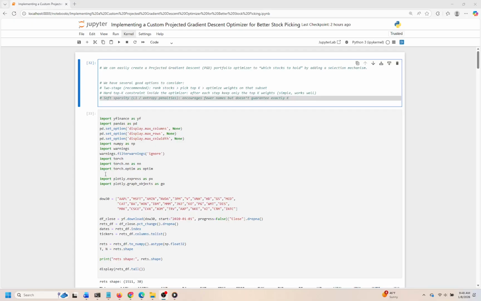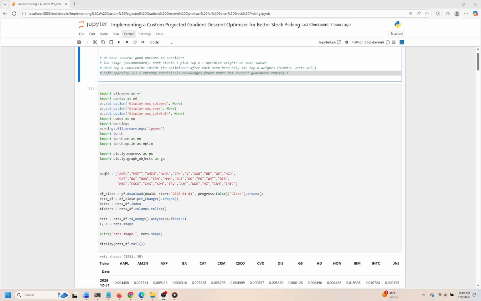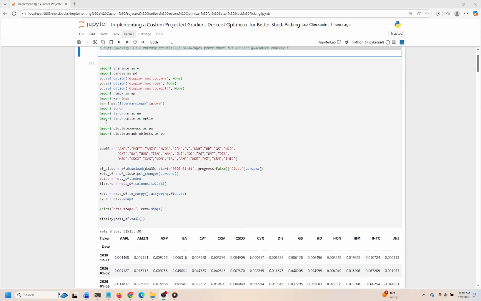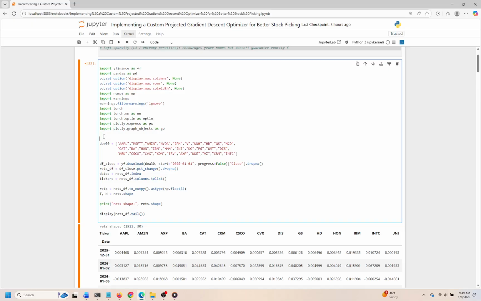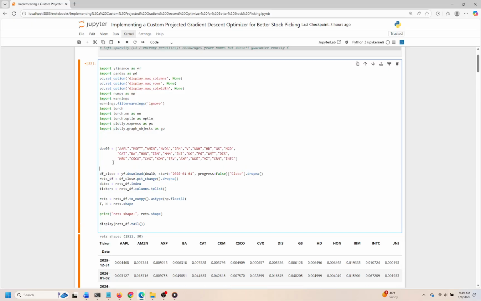As we move forward to the next cell, we'll likely implement one of these strategies into our optimizer. This will pave the way for a more targeted and efficient portfolio management approach, aligning our investment goals with the selected stock dynamics. Cell 2.